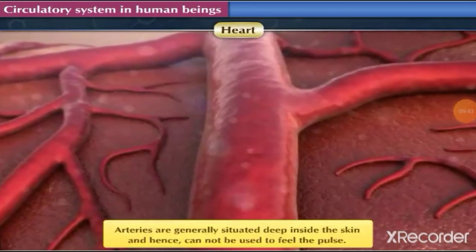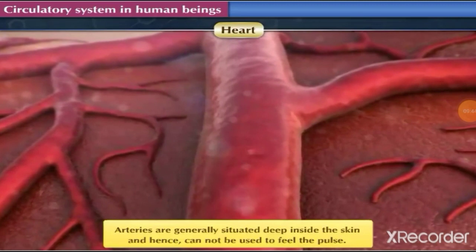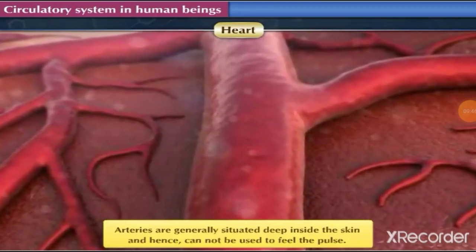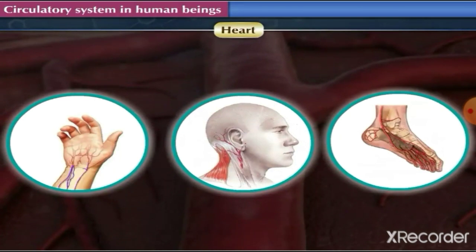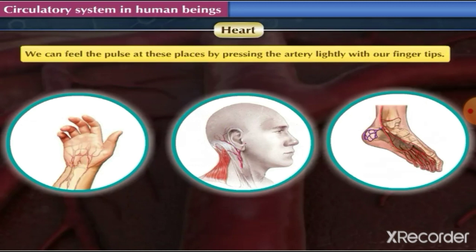Arteries are generally situated deep inside the skin and hence cannot be used to feel the pulse. However, at some places in our bodies, such as the wrist, behind the ears, and near the heel of the foot, arteries are situated close to the skin surface. Therefore, we can feel the pulse at these places by pressing the artery lightly with our fingertips.